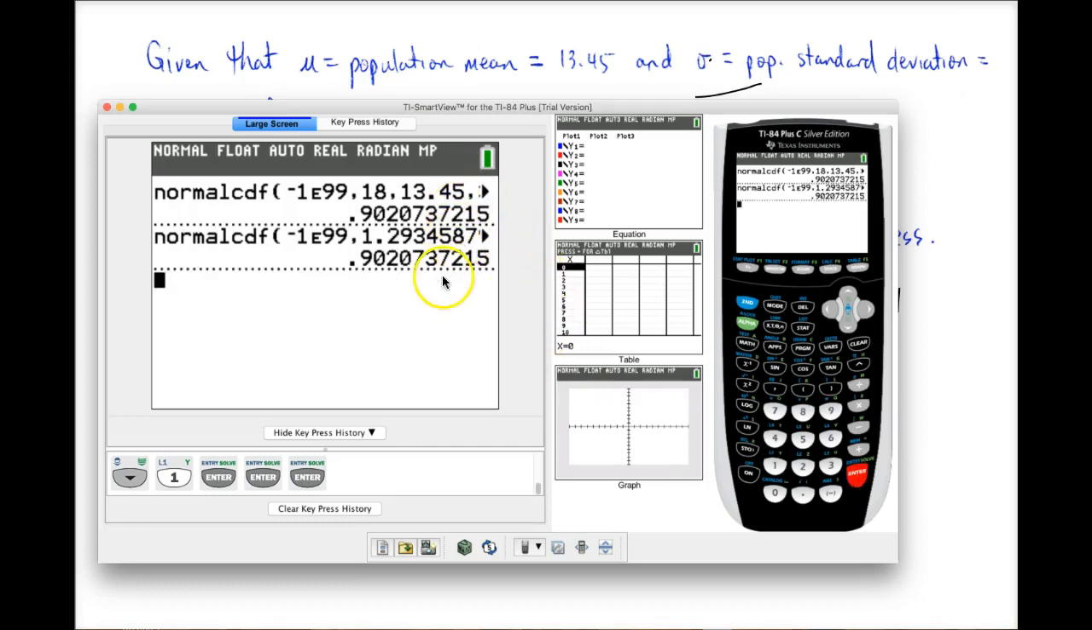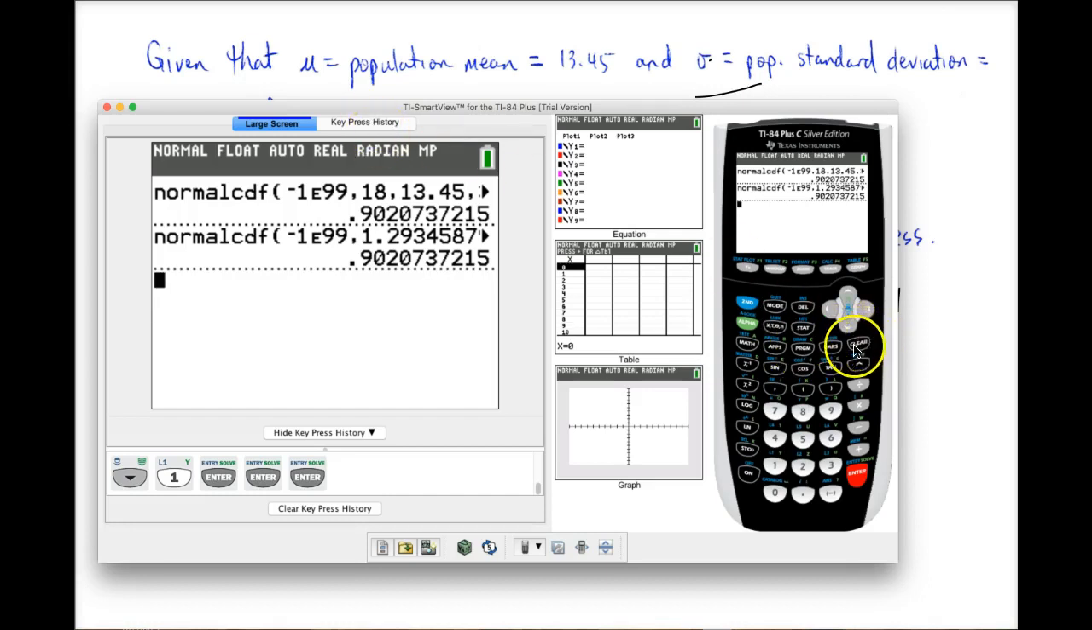Now we just hit enter, enter one more time, and you see that we end up getting the same value here. The point in showing you this is that if you have your raw data, you can use your calculator to figure out the cumulative probability. If you're given a z-score, or you're asked to calculate a z-score and then figure out the probability of this event happening, you can use your z-score to do the same thing.